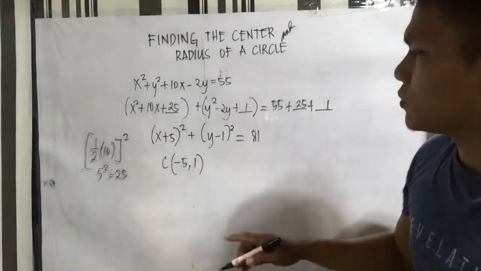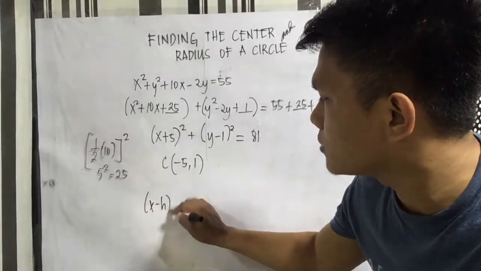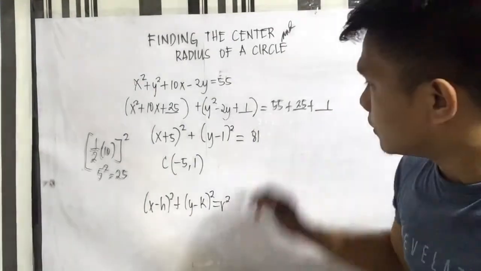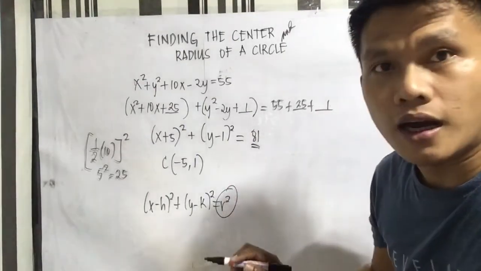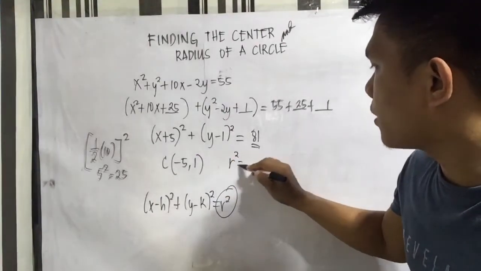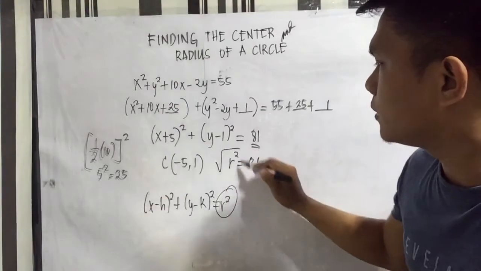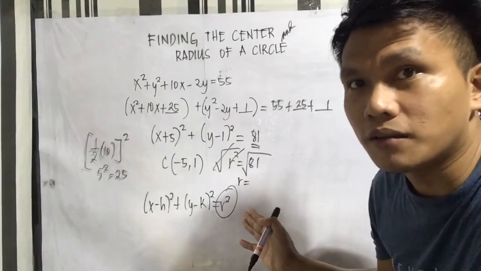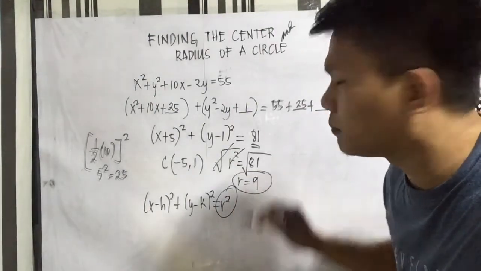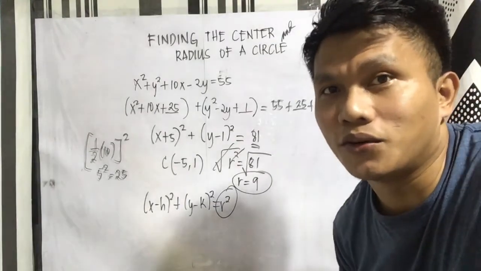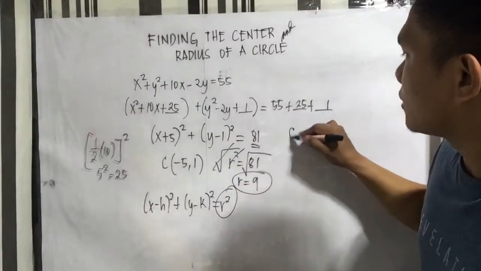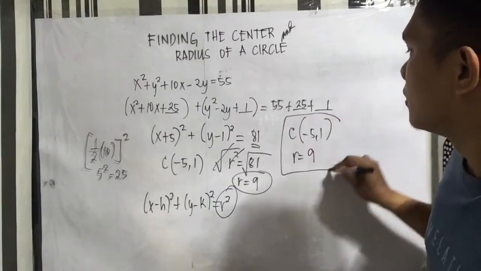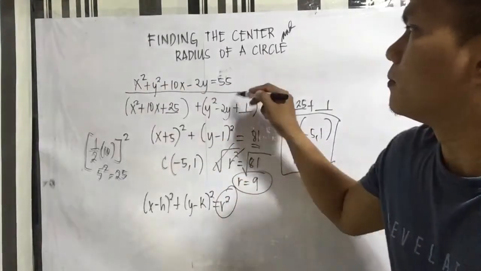So to find the radius, we all know that our center radius form is x minus h squared plus y minus k squared equals r squared. This 81 stands for r squared. So we have r squared equal to 81, extracting the root of both sides, so r is equal to, actually, positive negative 9, but we only consider positive 9 because that is the length of the radius. Okay, so therefore our center is at negative 5, positive 1, and our radius is positive 9 for this equation.